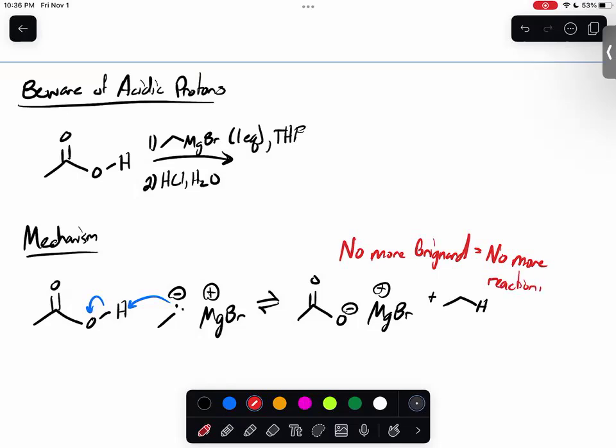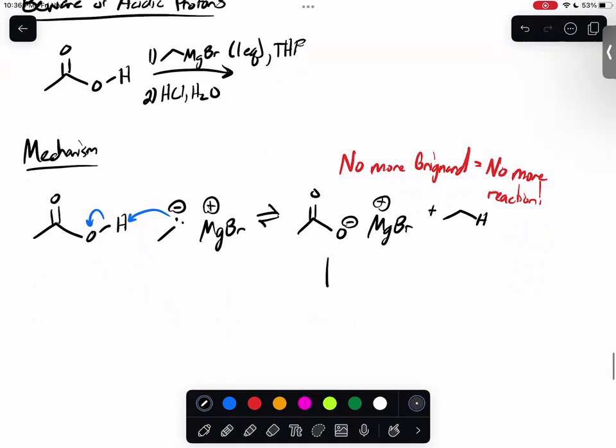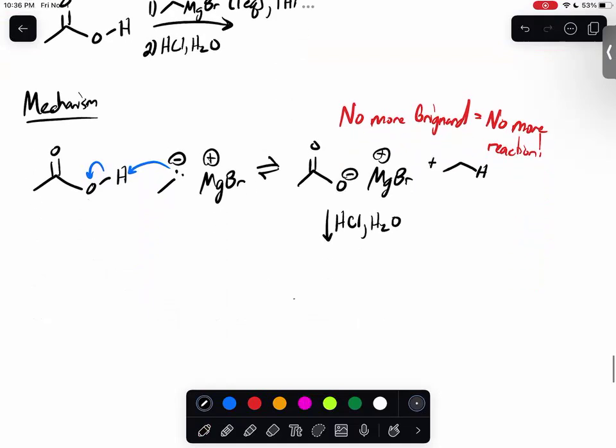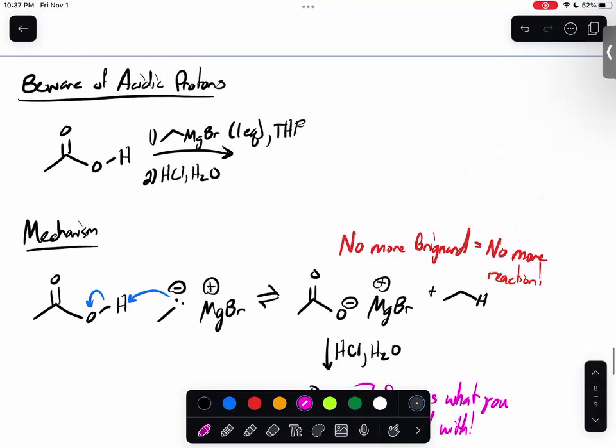That being said, if we had another equivalent of Grignard, we could actually do something, but we can't here. All right? So usually Grignards aren't used with carboxylic acids because then in the HCl H2O workup step, you just end up protonating your carboxylic acid and you have remade the exact same thing you started with. All right. So beware of your acidic protons because essentially they will take Grignard right from under your nose.